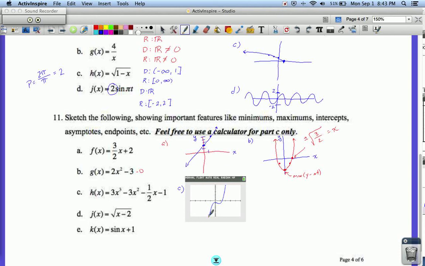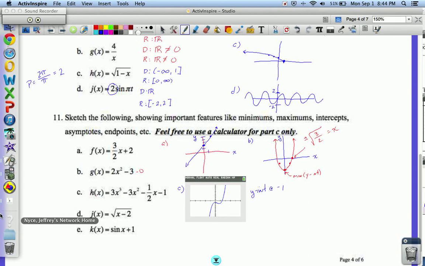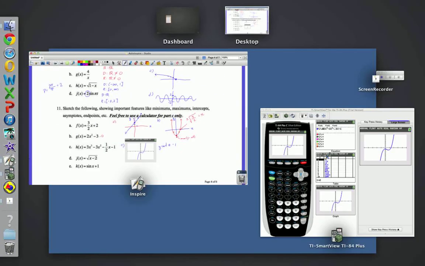There's no min, no max. It looks like we have an intercept here at negative 1, the y-intercept at negative 1. X-intercept, we would have to play around with that a little bit and try to solve this equal to 0, or since we're allowed to use a calculator, let's see where my calculator is, right here.